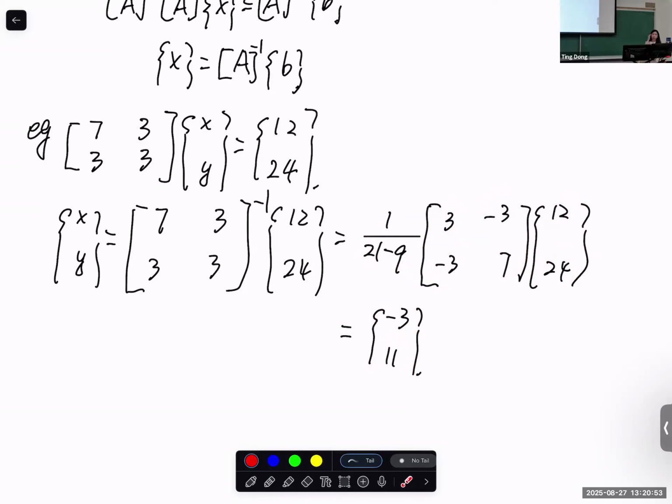So this is how we calculate the unknown vector. If we have a matrix times the vector equal to a given vector, we need to use the inverse of the matrix. Any questions?